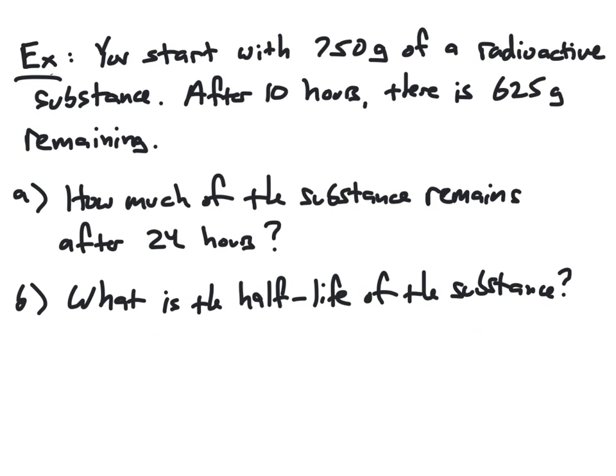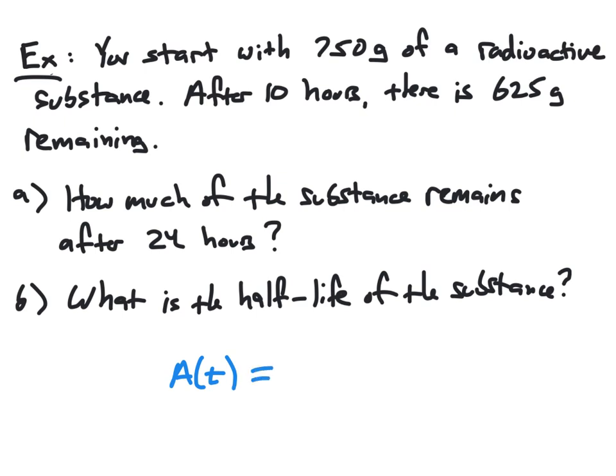For another example, let's suppose we started with 750 grams of a radioactive substance, and after 10 hours, we have only 625 grams remaining. Here we want to answer 2 questions about this scenario. We'd like to know how much of the substance remains after 24 hours, and we'd also like to determine the half-life of the substance. Just like in the previous example, the first step is to develop an exponential model that gives us the amount of this substance after t hours. This is done very similarly to how it was done in the previous example, and so it's going to be left to you to try this on your own.